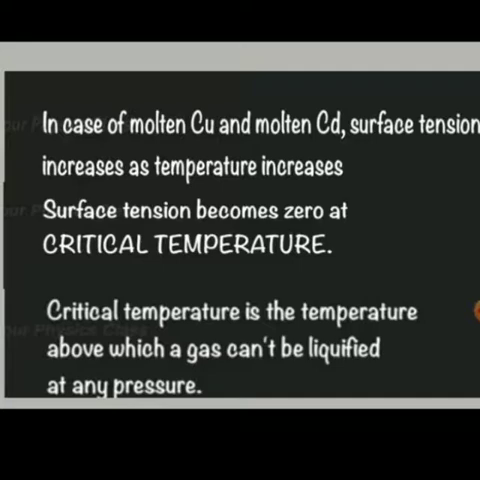Now surface tension becomes zero at the critical temperature of the liquid. Now what is critical temperature? Critical temperature is the temperature above which a gas cannot be liquefied at any pressure. It is the maximum temperature at which the gas can be liquefied, and at this temperature the surface tension of the liquid becomes zero.